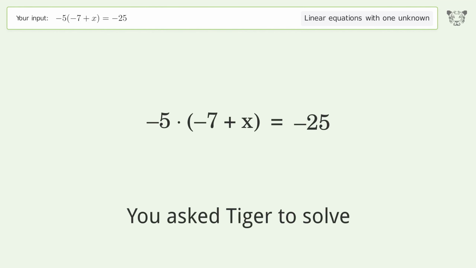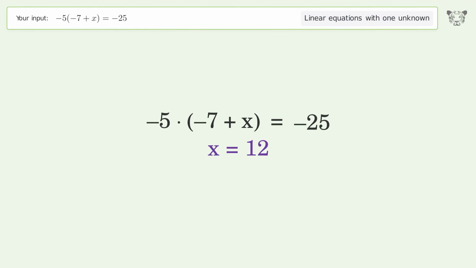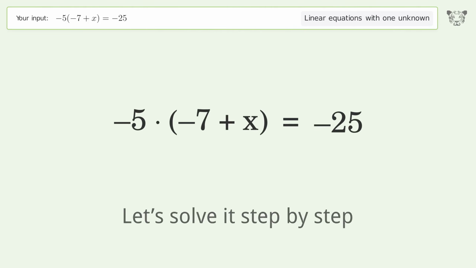You ask Tiger to solve this. This deals with linear equations with one unknown. The final result is x equals 12. Let's solve it step by step.